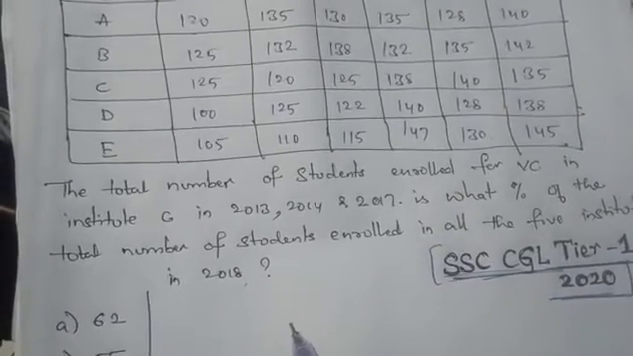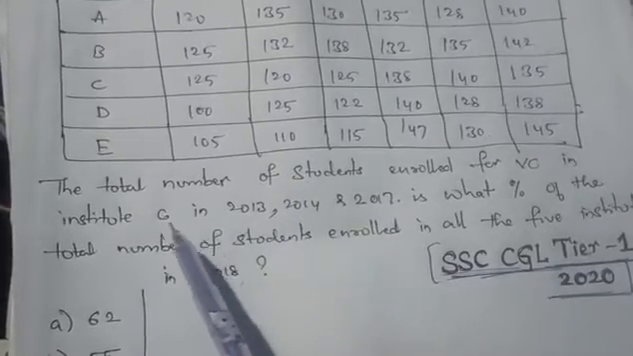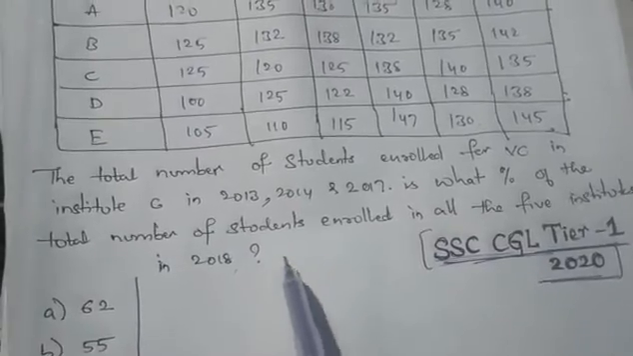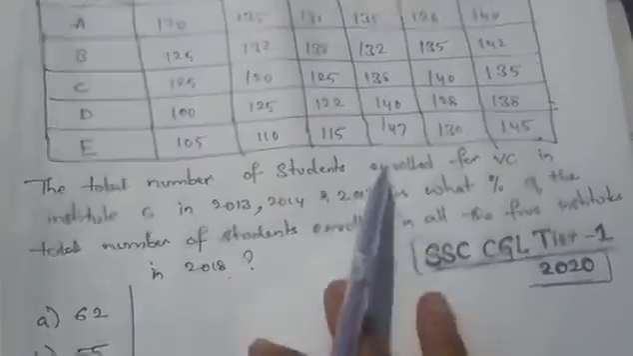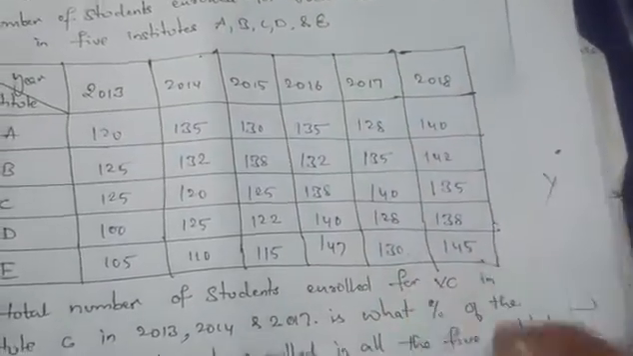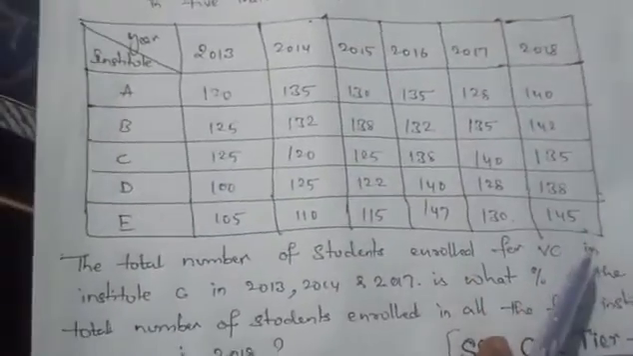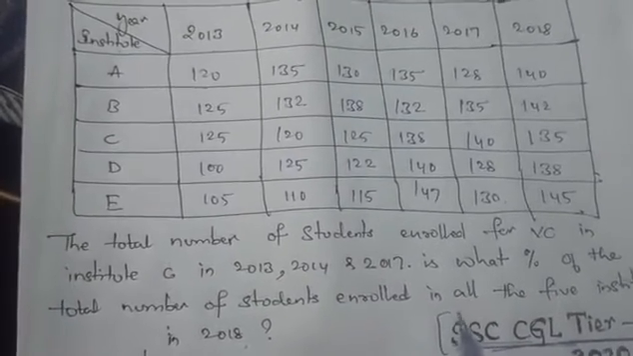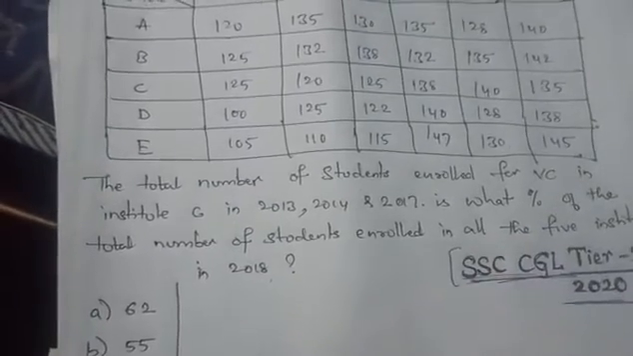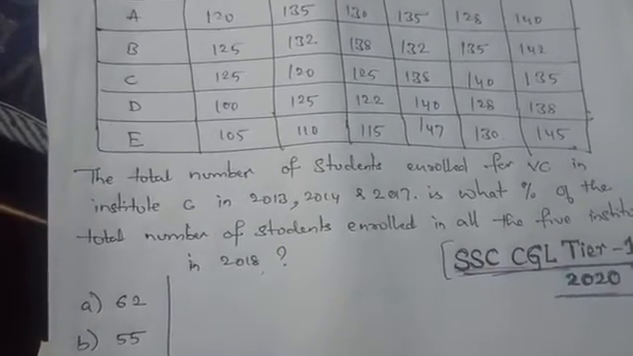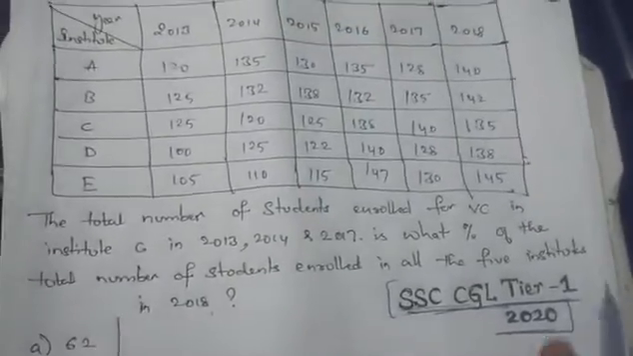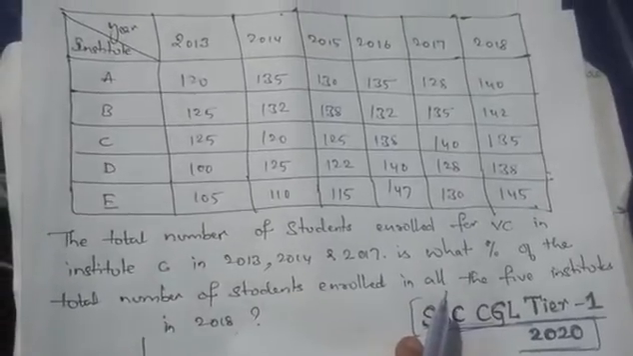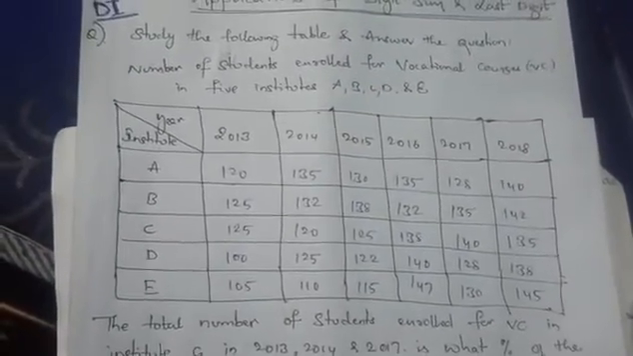They are asking us to find the percentage of Institute C in 13, 14, 17 out of all the students enrolled in all the 5 institutes. That is, we have to consider the complete 2018 data. That will be our denominator. I am not going to do this problem with the traditional method, because it may take around 1 minute 30 seconds or 2 minutes, counting all the data and performing the calculation. It will be too risky and lengthy. So I am using only the digit sum concept.